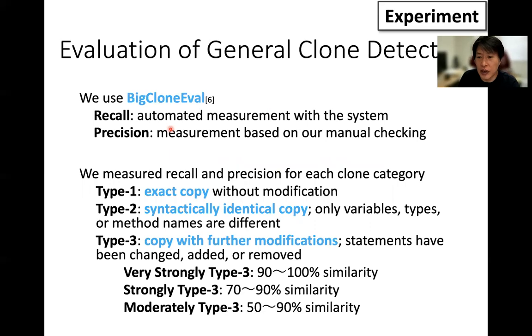Next, I talk about the evaluation of general clone detection. In this experiment, we use BigCloneEval to automatically measure the recall of the clone detection result. We also measure precision based on our manual checking. Clones can be categorized into type 1, type 2, and type 3 clones. We measured recall and precision for each category.